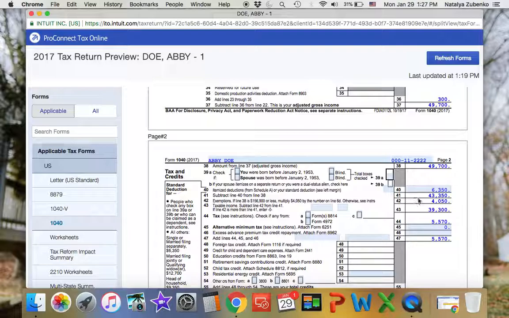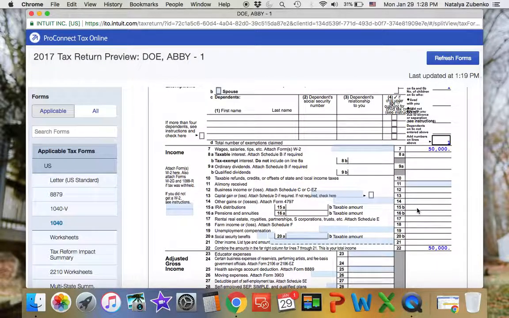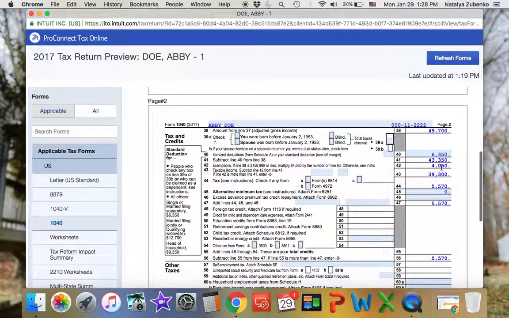Okay. So now the $6,350 reduces the $49,700 to $43,350. Then you get the exemptions. Now remember we talked about exemptions up here? For one exemption, you only get $4,050. And that's what it says here, $4,050. Based on the number of people you're claiming, whether your spouse, 2 kids, whatever it was, all that adds up and you get $4,050 per person. If you're single, you just get the $4,050. Now it brings your taxable income, that's what line 43 is, to truly being only $39,300.